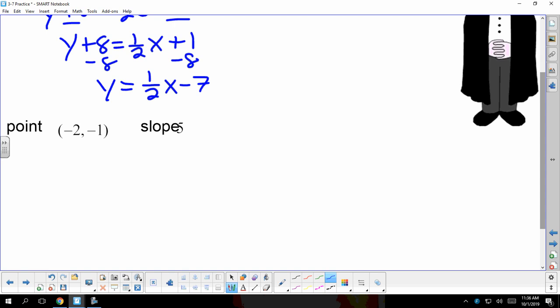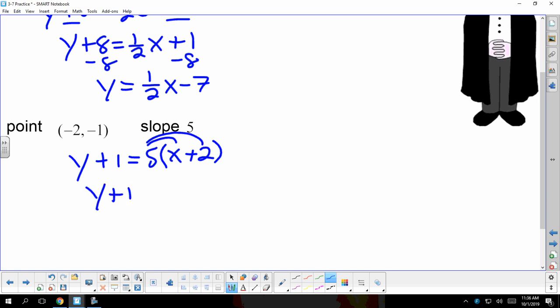I have a slope of 5, so now y plus 1 equals 5 times x plus 2. And again, simplify, distribute. Y plus 1 equals 5x plus 10. Subtract 1 from both sides. Y equals 5x plus 9.